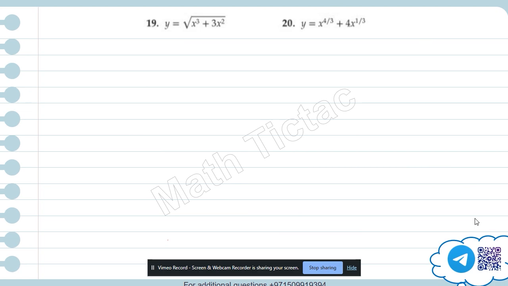Next, inshallah, we will talk about finding the increasing and decreasing intervals for the square root of x cubed plus 3x squared.